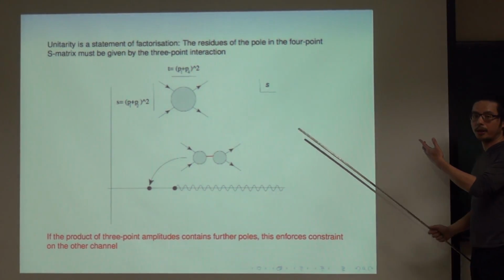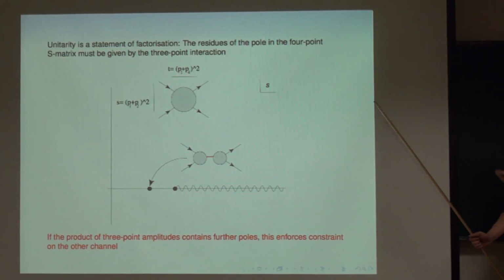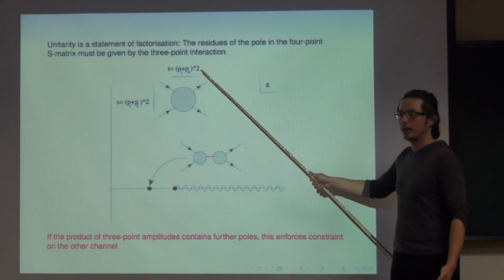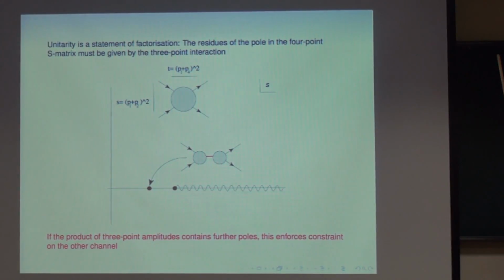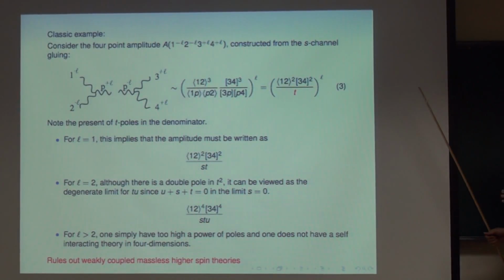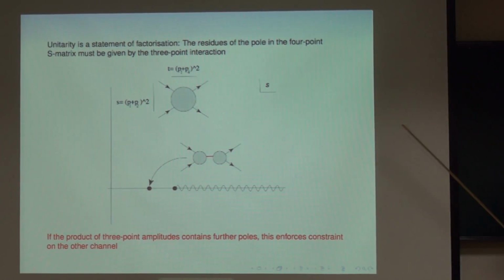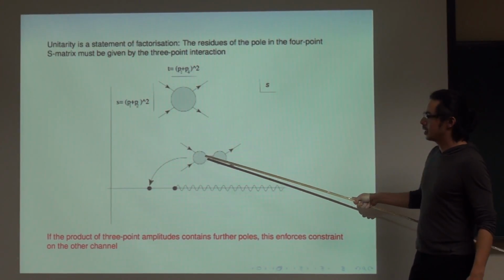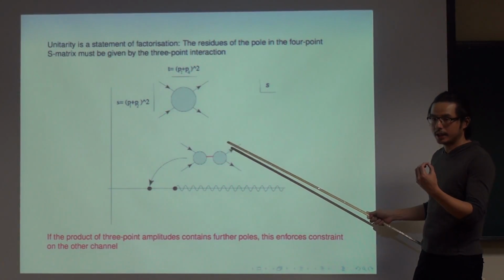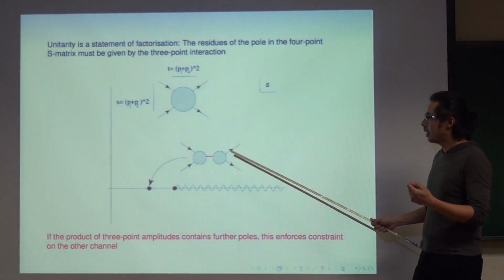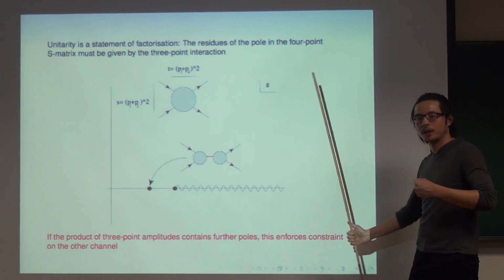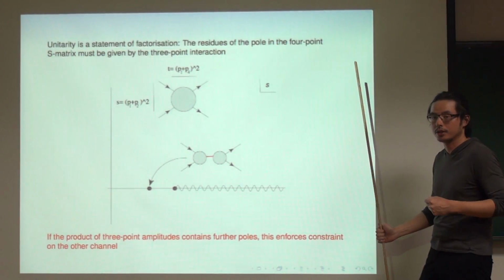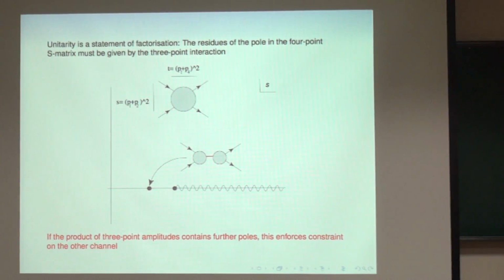Now, in the previous part of my talk, we already constructed what all the possible lower-point amplitudes could be. So now unitarity tells us what the four-point amplitude should be. And there's actually a non-trivial constraint here. Let me just say it in words. Let's say you take three-particle amplitudes and glue them together. If the answer that you get still contains poles, that means that gluing in one channel is putting a constraint on what the other channel can be. So this becomes a global consistency condition, and this will have important implications.